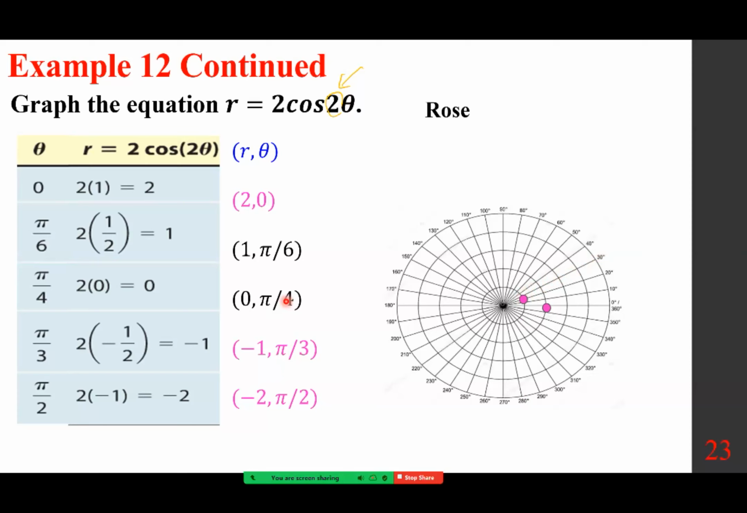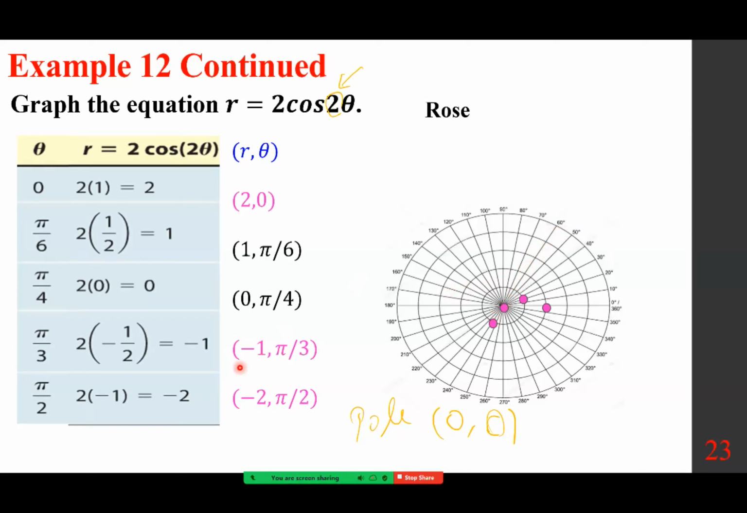0 and pi over 4. Remember what happens to 0. Regardless of this angle, class, in general, let me just write this. The pole can be represented with (0, theta), any angle. Okay, so that's the pole. And just for the sake of argument, it's moving in this direction. Negative 1, pi over 3. So pi over 3 is 60 degrees. So this is the line. And because this is negative, we move that way.